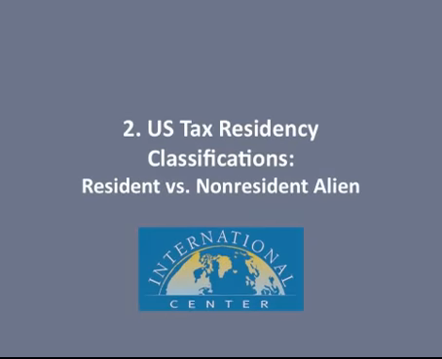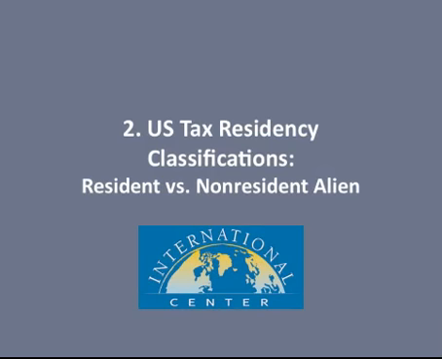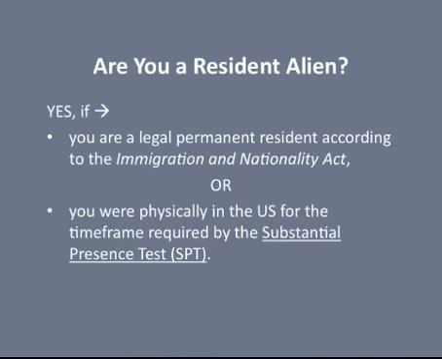I will now talk about residency classifications for tax purposes. The U.S. federal government taxes foreign nationals according to their tax residency status. Residency for tax purposes is defined differently than residency for immigration purposes. According to the IRS, a foreign national is a resident for tax purposes if she or he is a legal permanent resident under the Immigration and Nationality Act, or if she or he was physically present in the U.S. for the amount of time required by the substantial presence test.